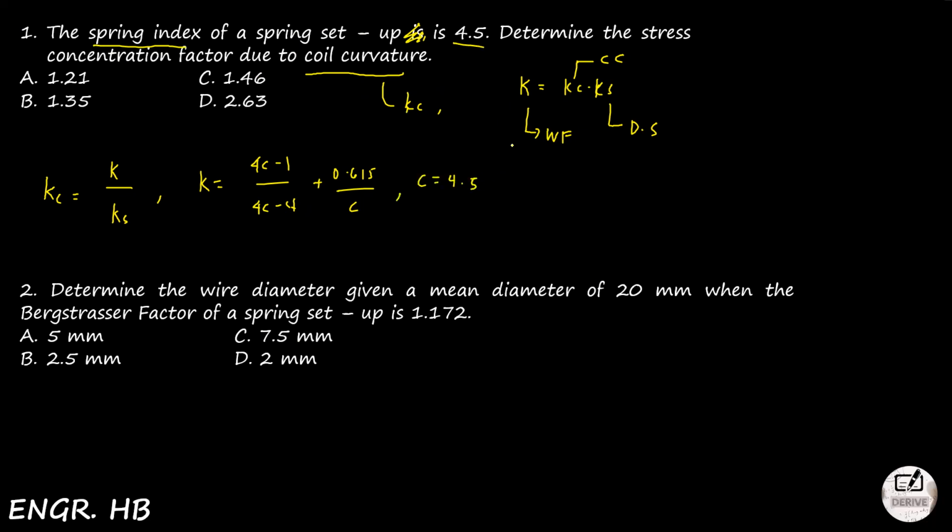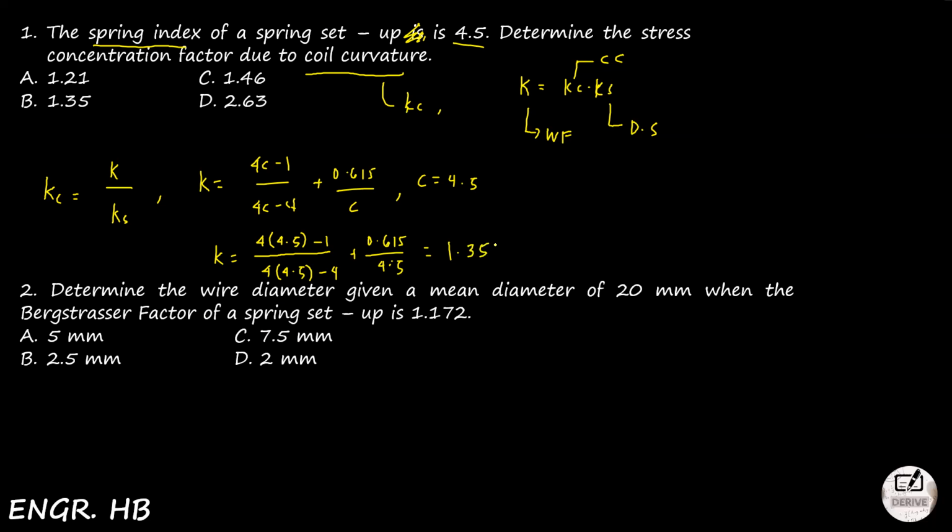Ayan, may 4.5. So that was a direct sub. So that will become 4 times 4.5 minus 1 over 4 times 4.5 minus 4 plus 0.615 divided by 4.5. And our K is equal to 1.35.